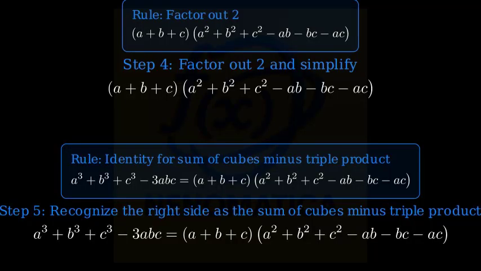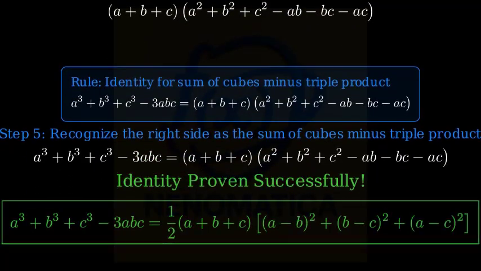The identity is a cubed plus b cubed plus c cubed minus 3abc equals 1/2 times (a plus b plus c) times the sum of squared differences.